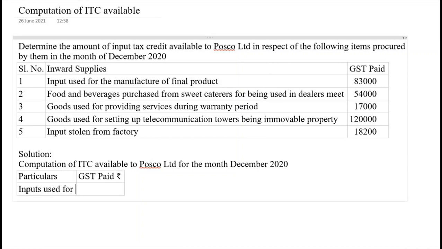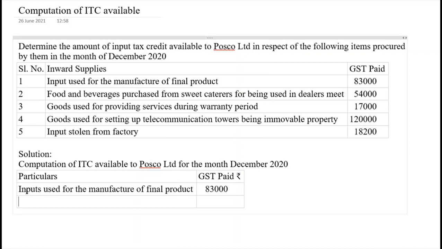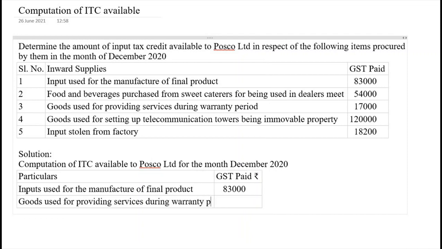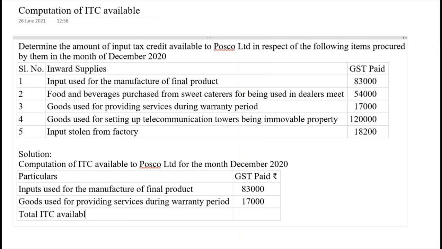Now let us go for finding here. Inputs used for the manufacture of final product, rupees 83,000. Then goods used for providing services during warranty period, rupees 17,000. So only 2 will be there here. So total ITC available will be rupees 1 lakh.